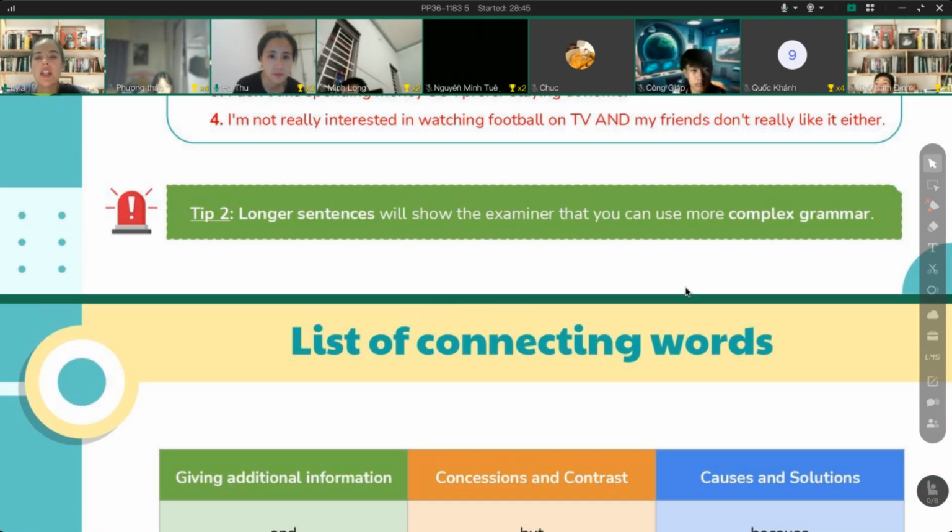Tip 2. Longer sentences will show the examiner that you can use more complex grammar. It's not necessarily long sentences just to add more words to make it longer. The point is to add extra information, and that shows that you understand complex grammar. And that is how you will get a better score on your test.